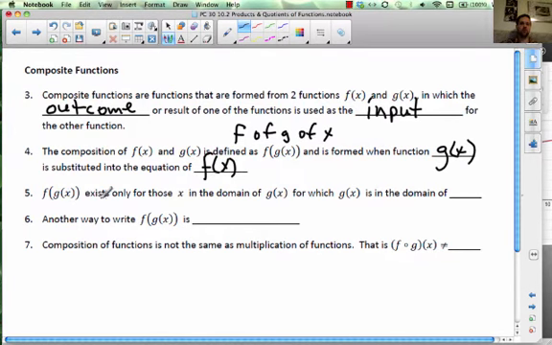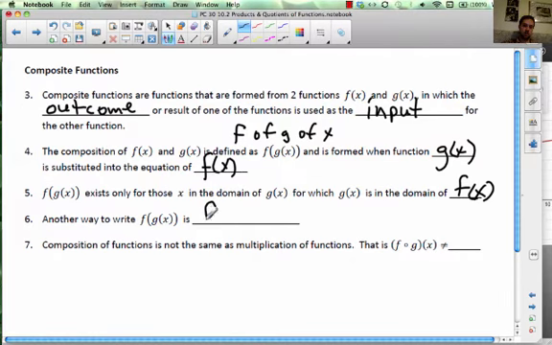F of g of x exists only for those x values in the domain of g of x. So we determine the domain of g of x, and where g of x is in the domain of f of x. Now this is a difficult definition to understand. We'll clear it up in a couple minutes here.